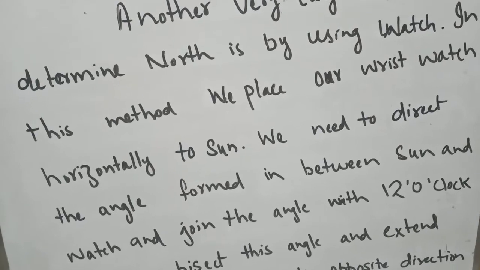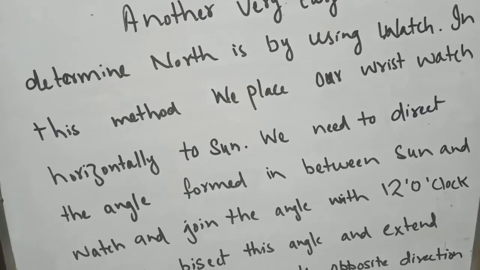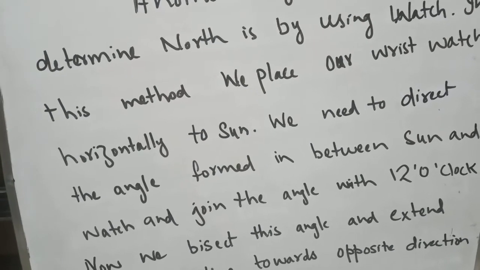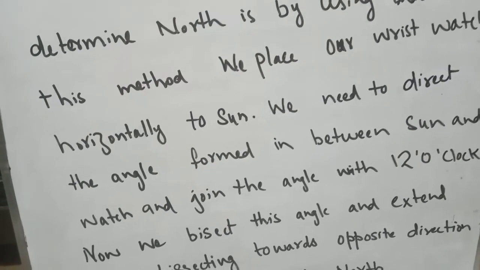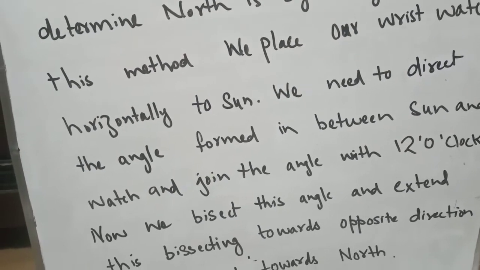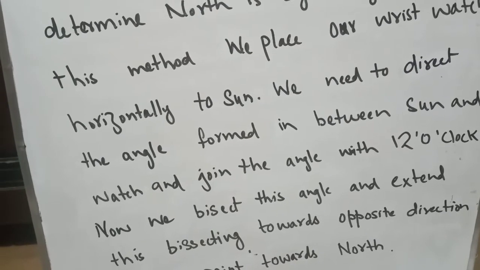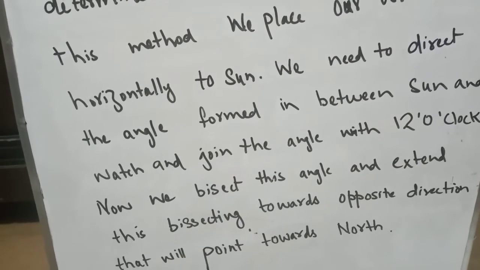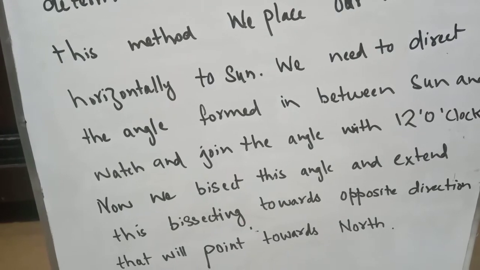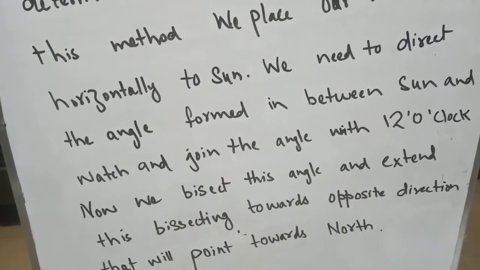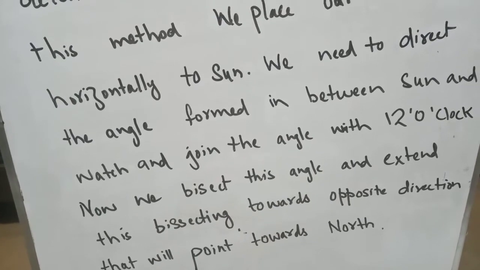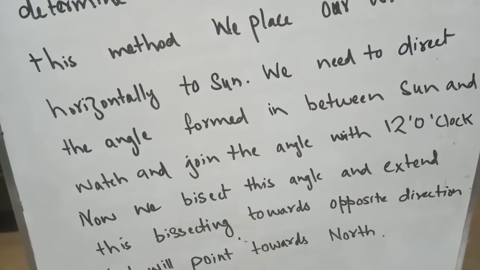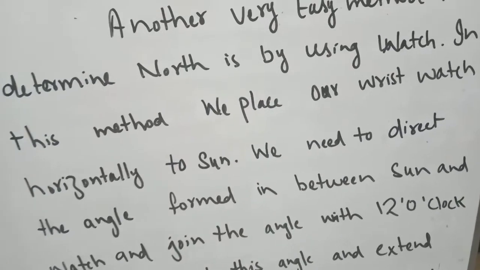This angle will be helpful to find out the north in a way, like we will bisect that angle. We will divide that angle into two parts, and when we extend that angle towards the opposite direction, that will point towards north. This is a very easy method, but obviously not an exact and accurate method, so it is not practicable in a very extensive way, but it is very easy to handle.